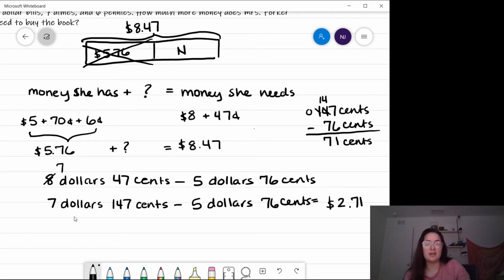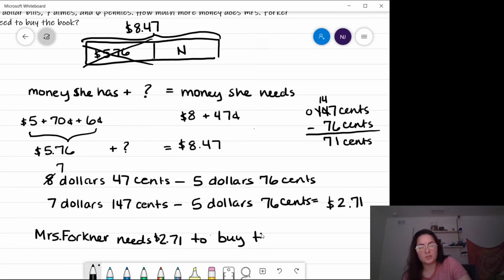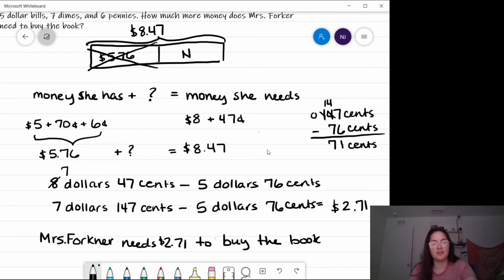So what does that mean? That means that Miss Faulkner needs $2.71 to buy the book. That one was kind of tough because we had to know that we didn't have enough cents in order to subtract, and so we needed to borrow from our dollars in order to be able to subtract our cents amount. So hopefully that kind of helps us.